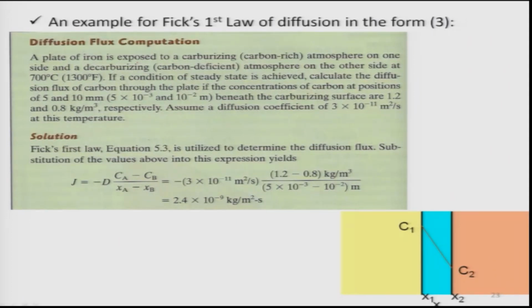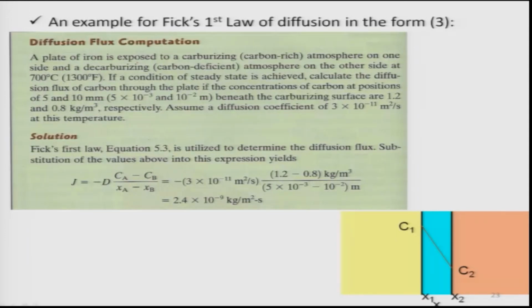If a condition of steady state is achieved, that means there is no variation of the composition as a function of time, calculate the diffusive flux of carbon through the plate if the concentrations of carbon at positions 5 and 10 millimeter beneath the carburizing surface are 1.2 and 0.8 kg per meter cube respectively. We can assume diffusivity of carbon is pretty high, because it is an interstitial element, 3 × 10^-11 meter square per second at this temperature.